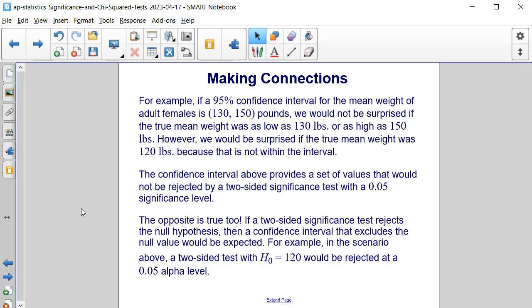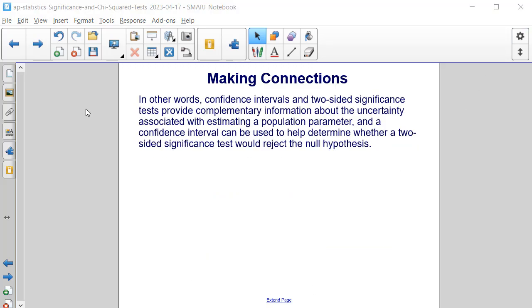The opposite is true too. If a two-sided significance test rejects the null hypothesis, then the confidence interval that excludes the null value would be expected. For example, in the scenario above, a two-sided test with a null hypothesis equaling 120 would be rejected at a 0.05, or 5%, alpha level.